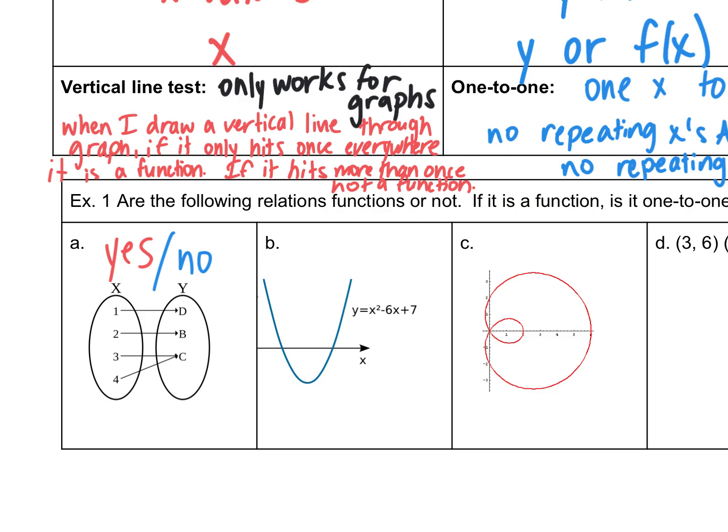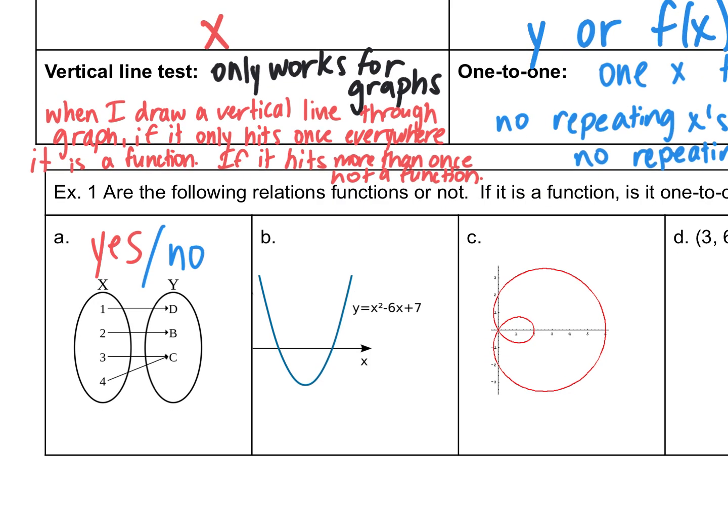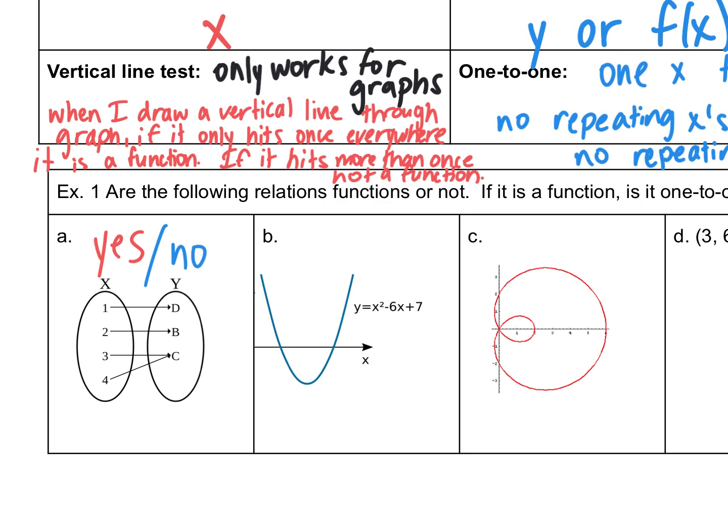Ladies in the middle, what do we think on B? Yes, it's a function. No repeating x values. Is it one-to-one? No. Why not? There's repeating y values. So it is a function because it passes the vertical line test.